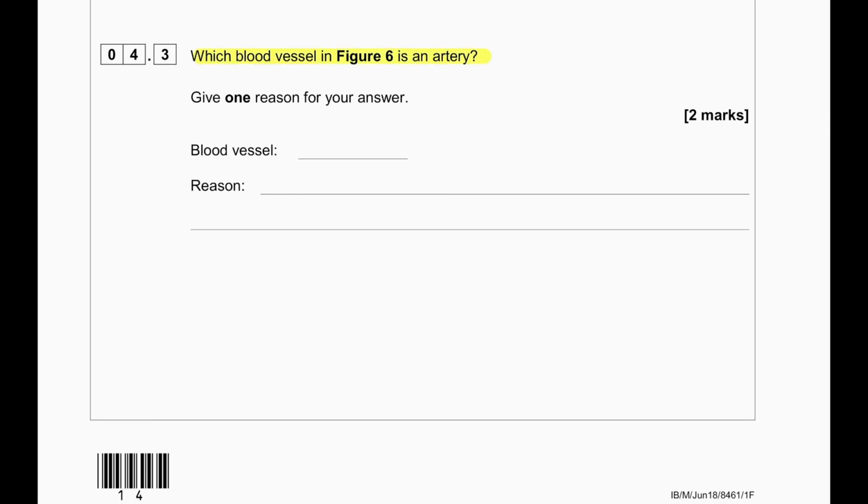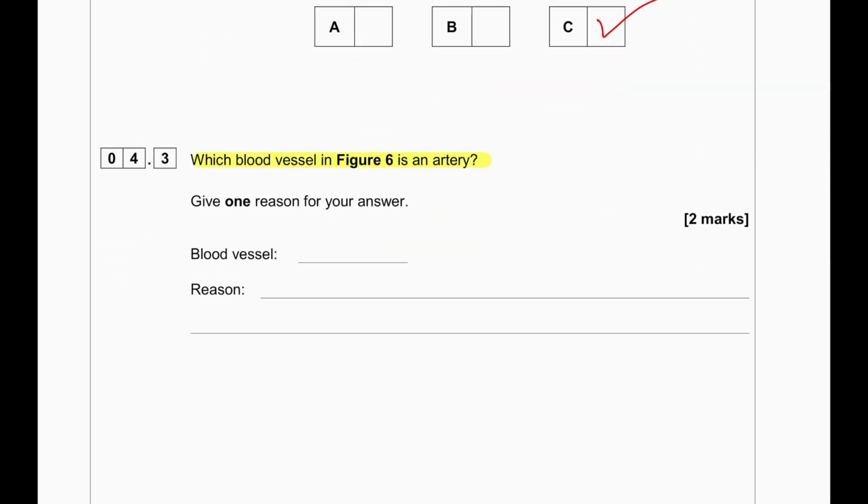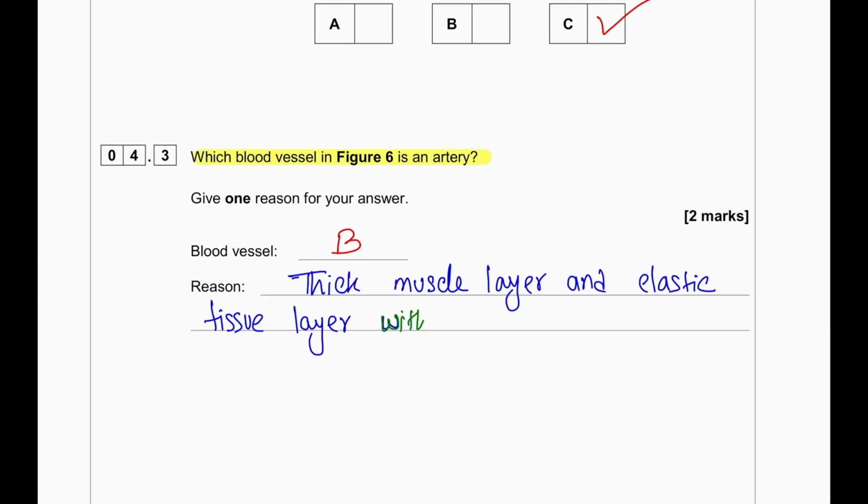Which blood vessel in figure 6 is an artery? So that's going to be definitely B. B is an artery, and the reason is that it contains thick muscle and elastic tissue with a smaller lumen.